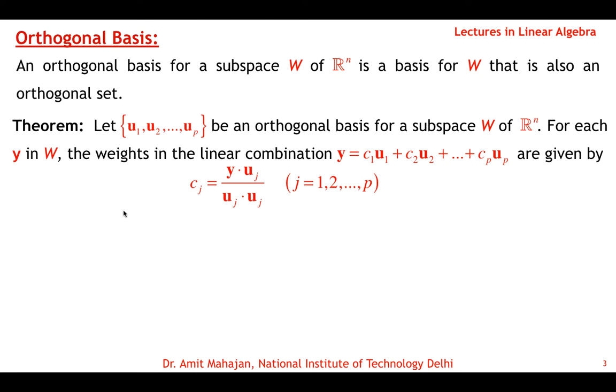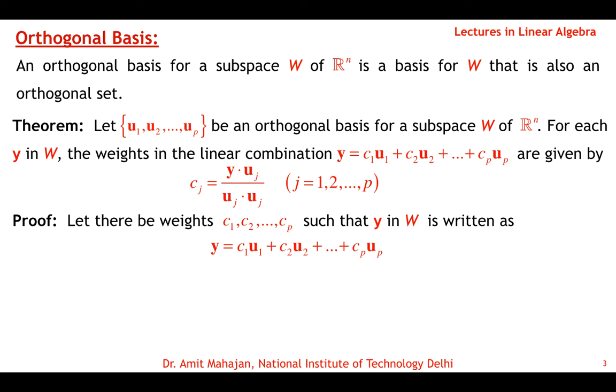The proof of this is very simple. Let there be weights c1, c2, cp such that y in W is written as a linear combination of the basis vectors. We can always write this with unique weights, as we have already discussed. Now the question is how to calculate them. To do so, if I calculate the dot product of y with the vector uj, then that will be the same as the dot product of this linear combination with the vector uj.